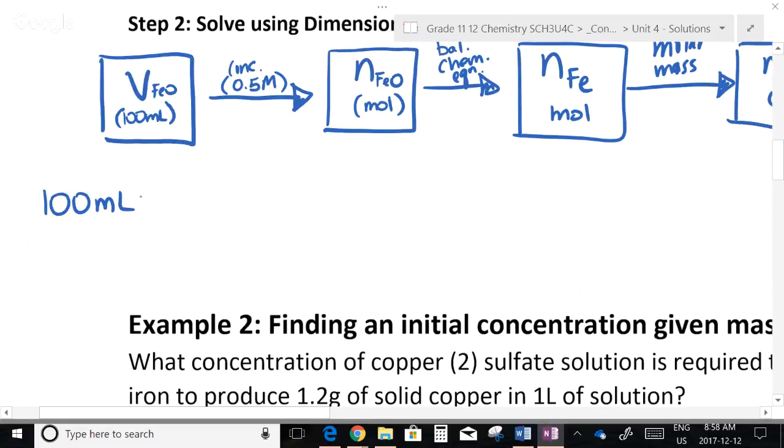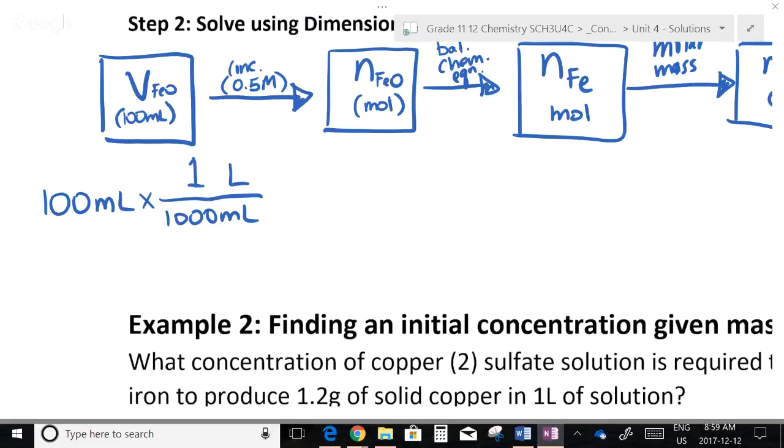No, so what should I do? Convert to liters. To do that, what do I have to do? 1 liter is 1,000 milliliters. And again, if you're super keen and you looked at that and said, can I just start with 0.1 liters? Yeah, of course you can.